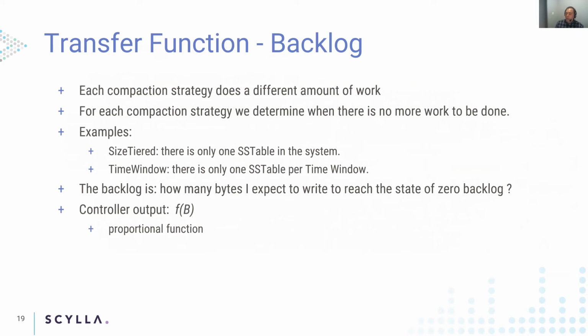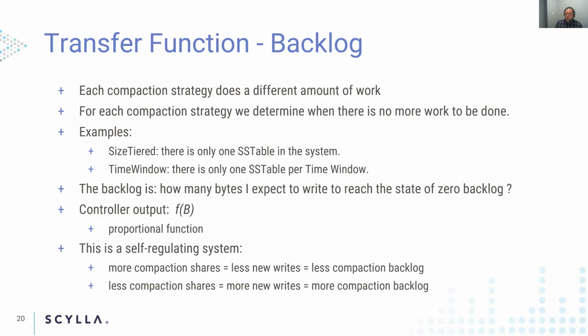And the controller output, once I determine the backlog, which is the hard part, but once I come up with that, I can just use a proportional function. And the reason I can use a proportional function is because this becomes a self-regulating system. And it's not that hard to see why.